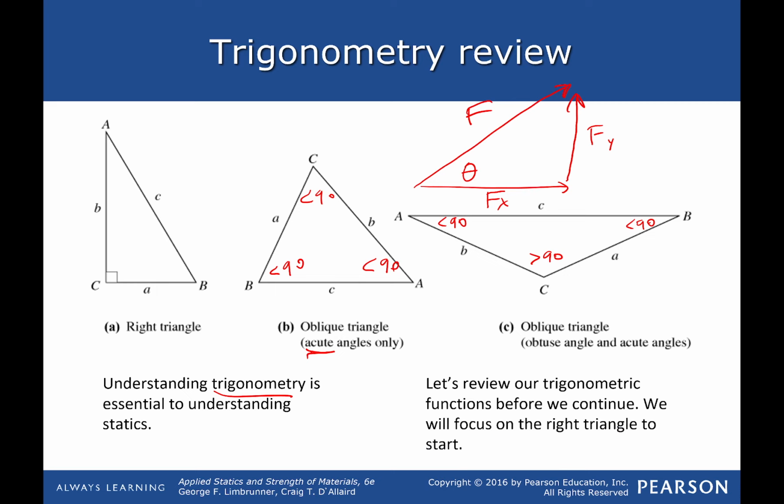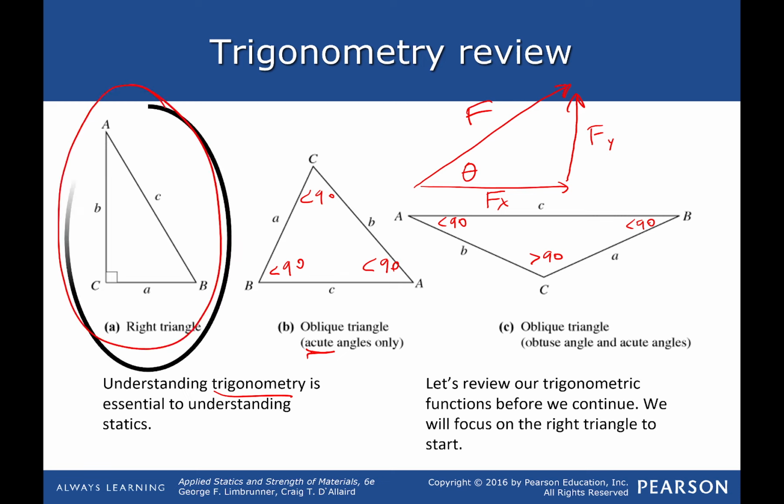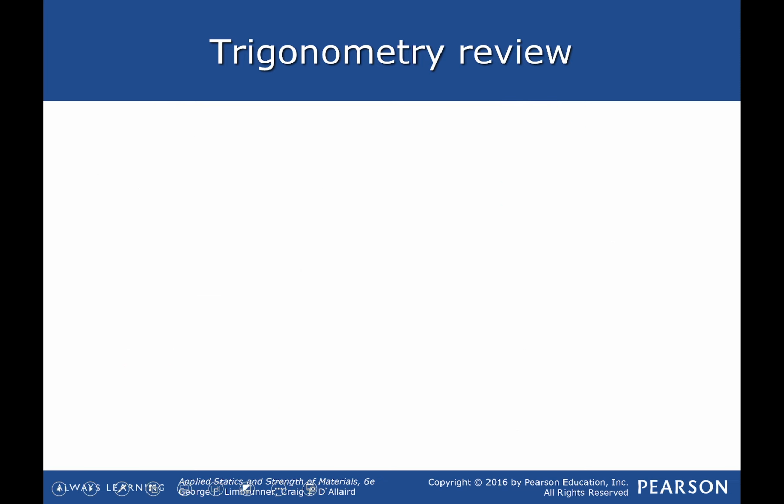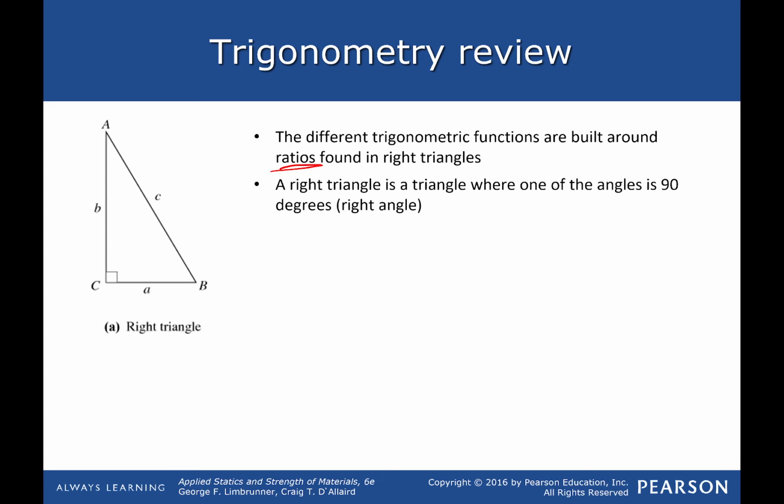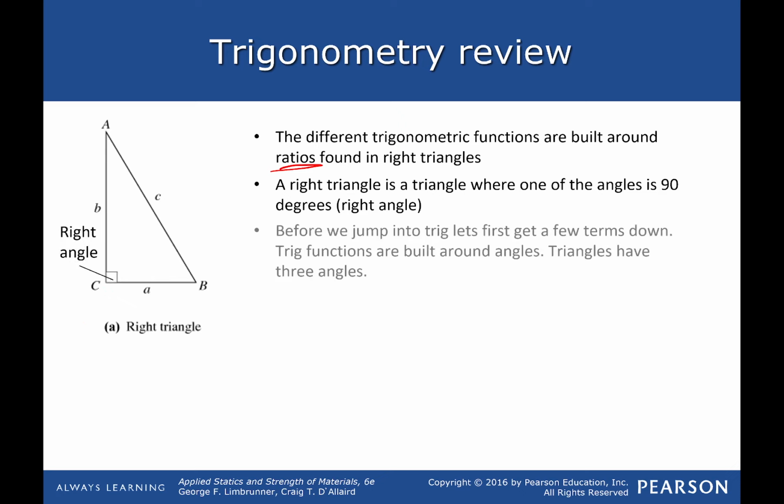Cool? We're going to focus on the right triangle, so this guy to start. So first off, here's a right triangle. There are different trig functions, and they're all built around ratios that we find in right triangles. Now, one of the angles in a right triangle is always 90 degrees. That's what we show with this little square in the corner. Now, if we're going to jump into trig, let's look at the different trig functions that we're going to use.